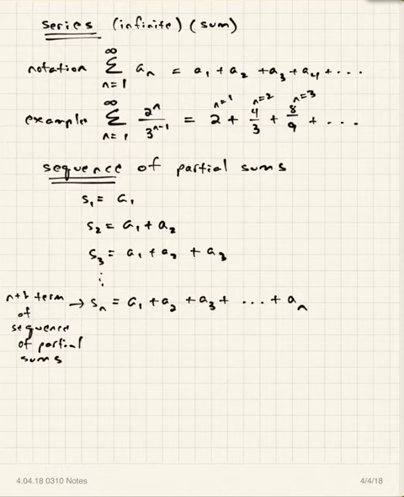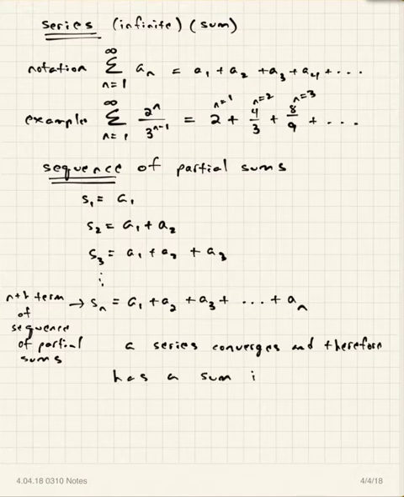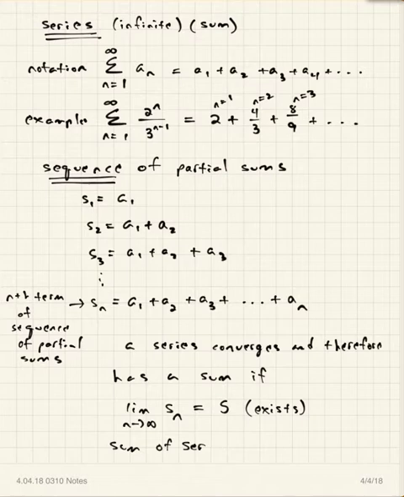And it's pretty clear cut as far as how a series converges. A series converges, and therefore has a sum, if the limit as n goes to infinity of S sub n, the nth term of the sequence of partial sums, is equal to S. In other words, it exists. And the sum of the series would be equal to S. Whatever the value of that limit is, that would be the sum of the series.